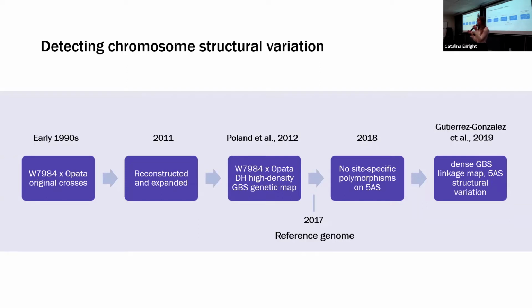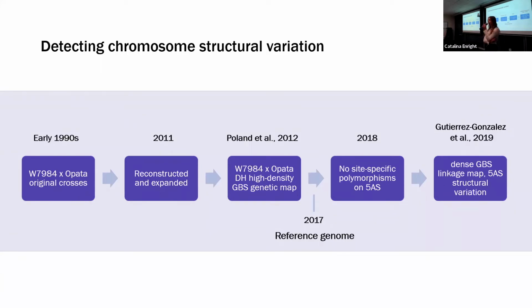Ultimately, this study presents a pretty important point of how do we detect chromosome structural variation in polyploids. And I was working on this project. The W7984 by OPATA populations are some of the most widely cited mapping populations up until we got our reference genome in 2017. And so aside from the very subtle phenotypic variation associated with a whole chromosome arm deletion, something that I wondered was, why did it take so long for the wider wheat community to identify this structural variant in a popular population? And I think I can explain that a little bit with a timeline of events.